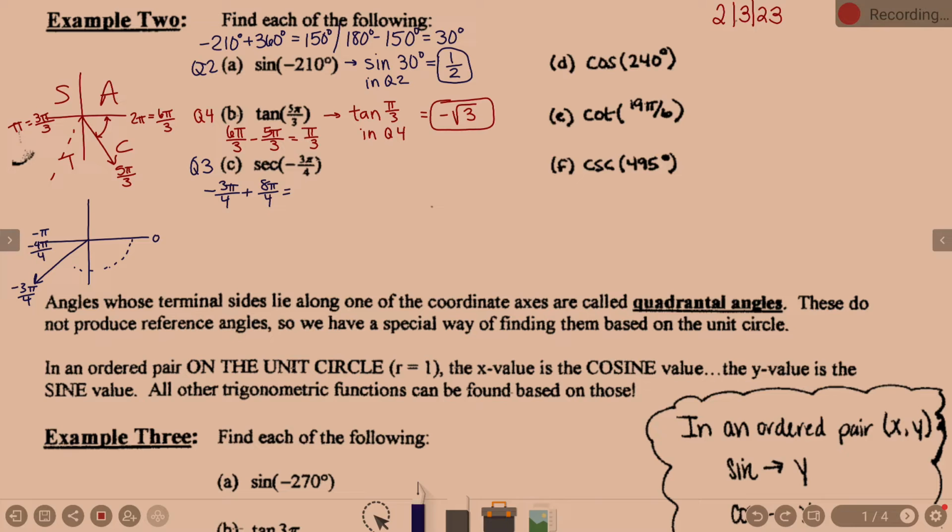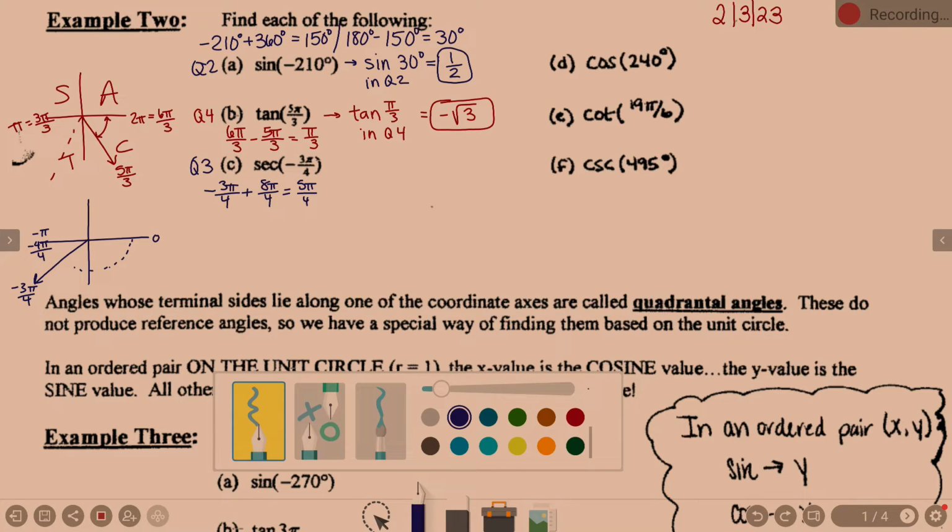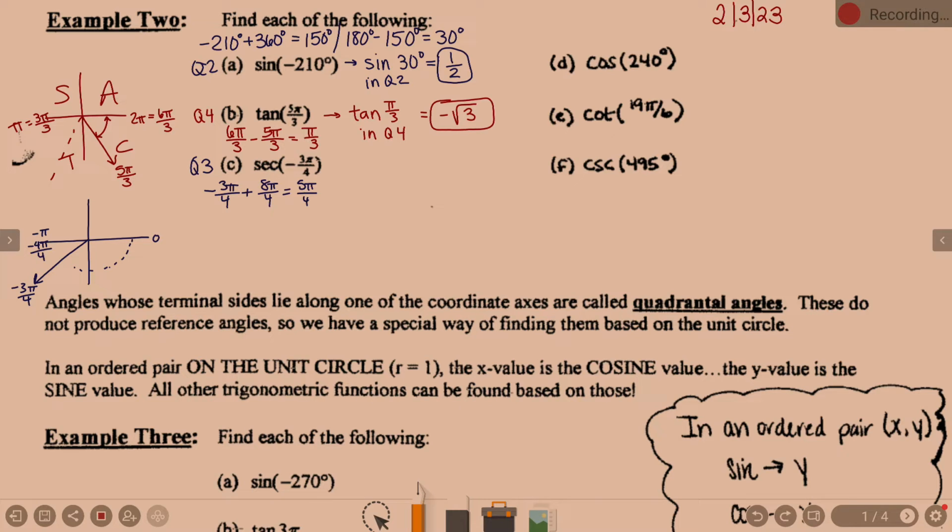So now, negative 3 pi over 4 plus 8 pi over 4 is 5 pi over 4. If we think positively, as we go this way, this is also positive 4 pi over 4, yes? It's negative pi, it's positive pi. If we think this way, it's positive 4 pi over 4, and 5 pi over 4 is going to be right past it. And so thus it is also 5 pi over 4.